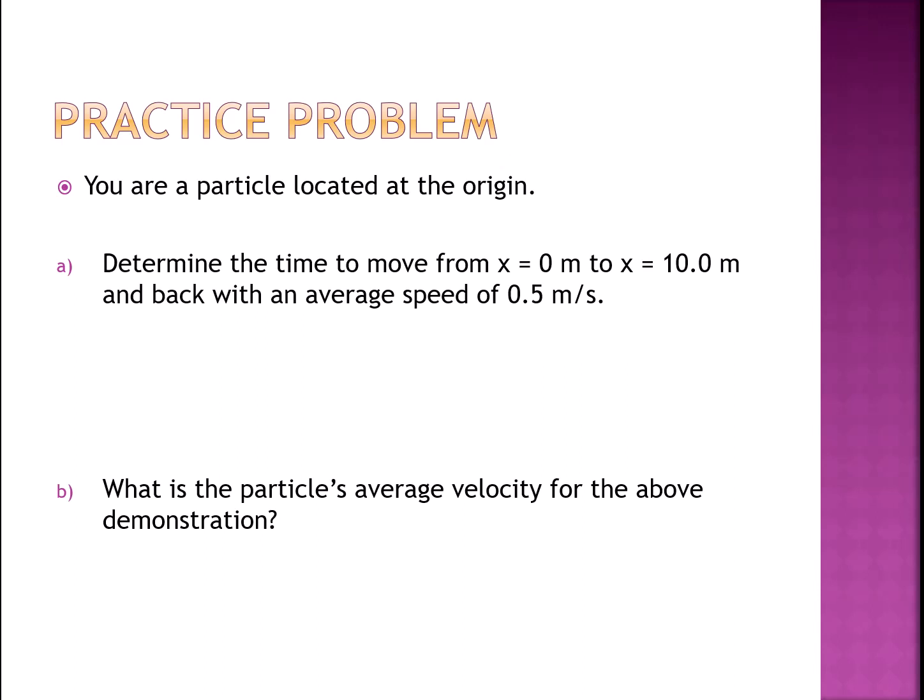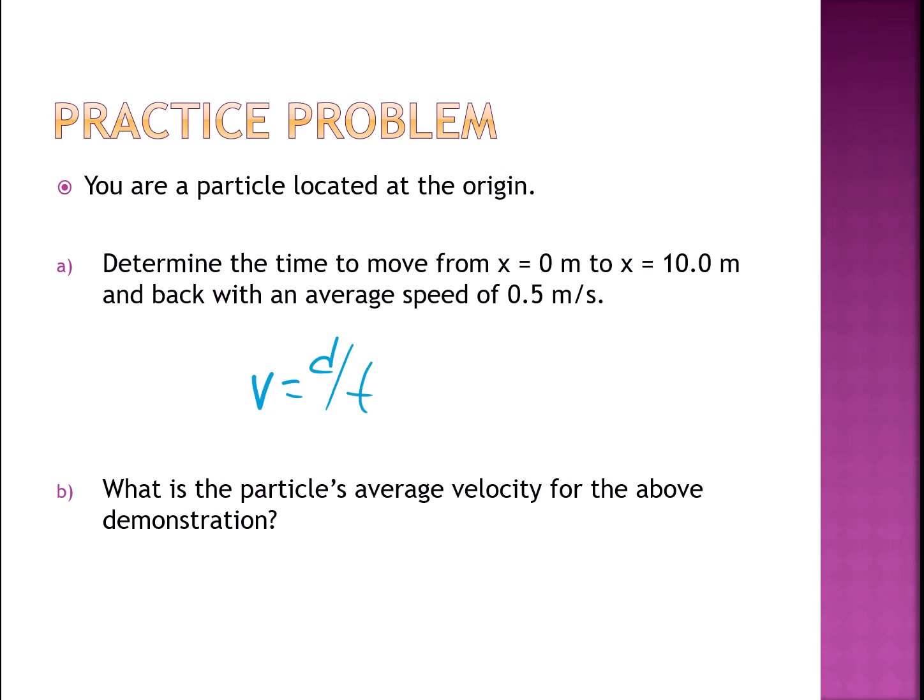Go and try another practice problem. You are a particle located at the origin on the number line, on the x-axis, and you're going to determine the time it takes to move from the 0 mark to the 10-meter mark and then back to the 0 mark with an average speed of 0.5 meters per second. So because they said speed, I know I'm going to use the speed equation. Speed is distance over time. Again, I can use v, it's fine, because I'm still using a d and not an x or delta x.